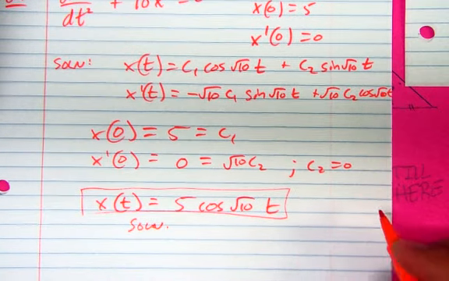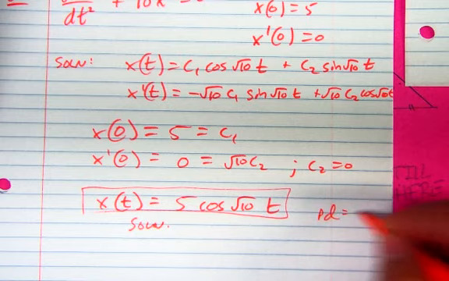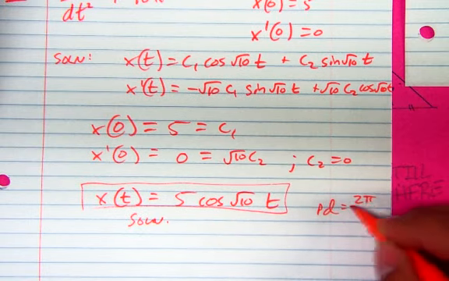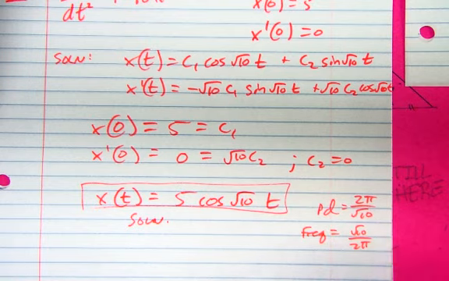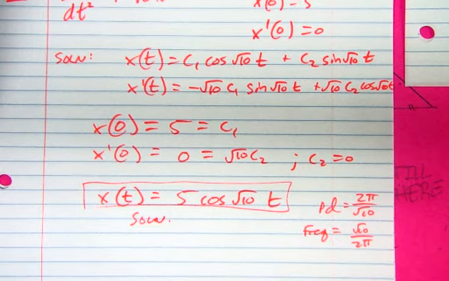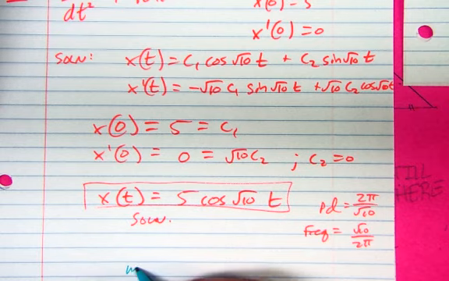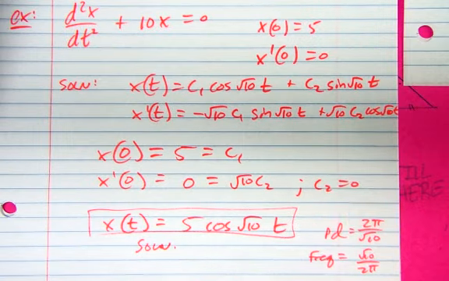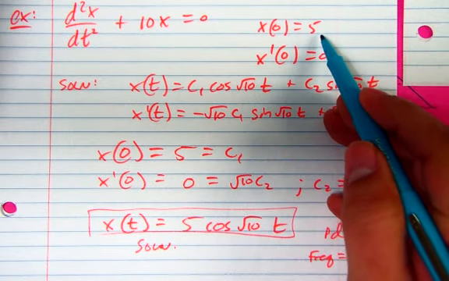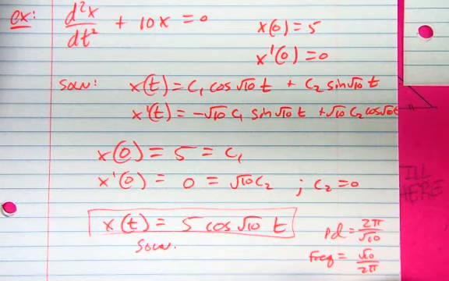And let's go through all the details. Period would be 2 pi over root 10. Frequency is the reciprocal. And now what they might ask you to do is describe what this could represent. So one possibility is that we have some mass that starts where? 5 units below or above? Below. Good. Starts 5 units below equilibrium.